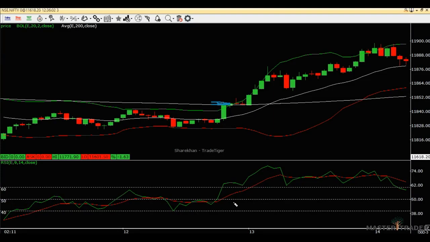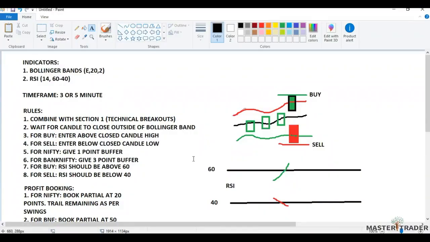Now I'll just quickly show you an example here. Okay, now this is the 60 level. Can we say that RSI, this green line, is above the 60 level? Can we see that this candle has closed above the upper Bollinger Band? If that happens, you simply buy above that candle high. So this is our entry. This is how we take entries.